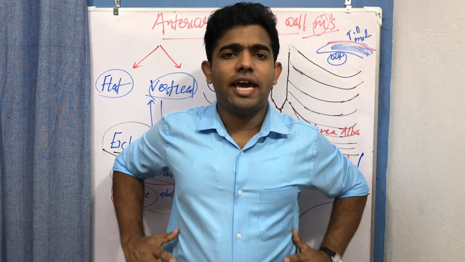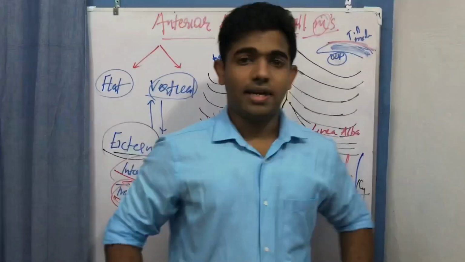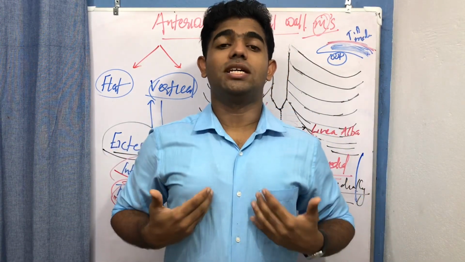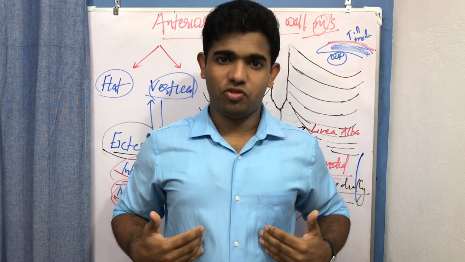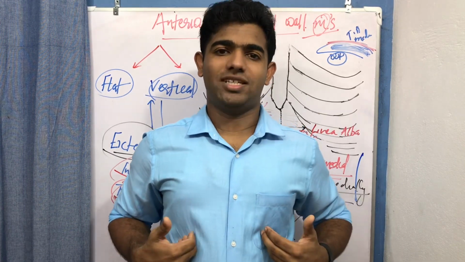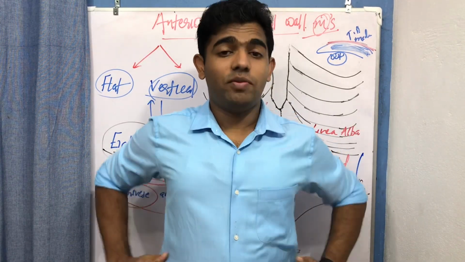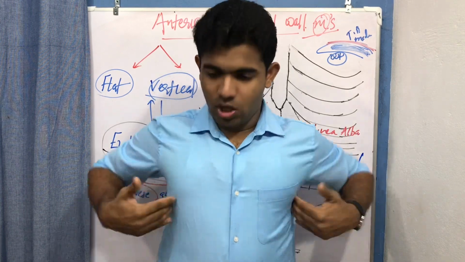The internal oblique arises from the iliac crest, where the external oblique also arises, and comes upwards like this in the supramedial direction to insert into the linea alba and the lower 3 to 4 ribs. Then you have the transverse abdominis, which runs in the transverse direction from the thoracolumbar fascia, the iliac crest, the inguinal ligament, and the lower 6 ribs.